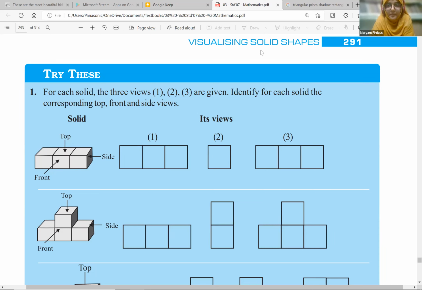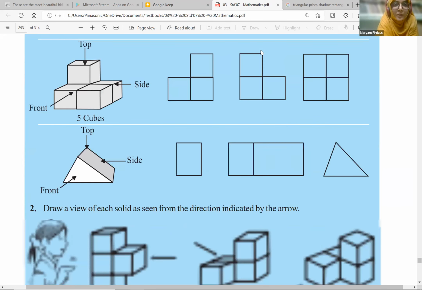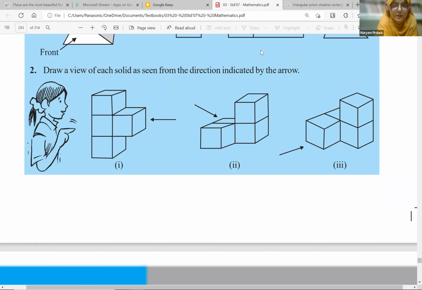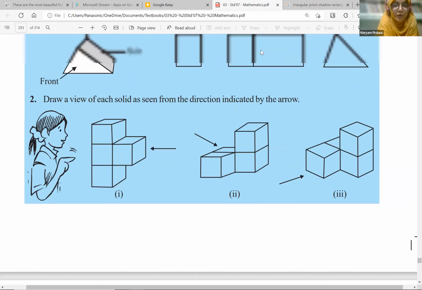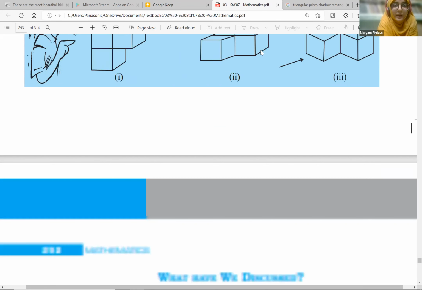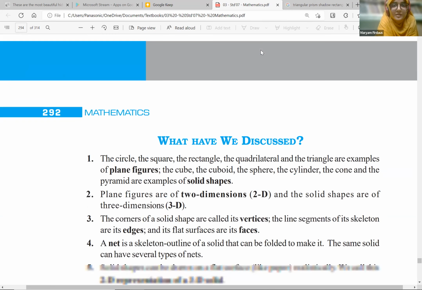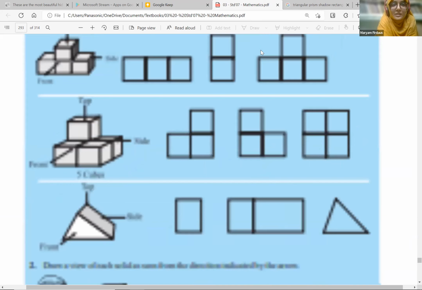So Hiba, is this a homework? Yes, it will be homework for you, along with this whole blue box. We don't have any other exercise after this. So the whole blue box is the homework. Okay.